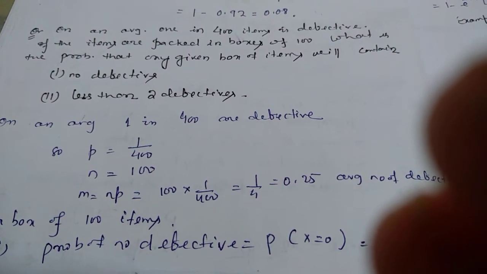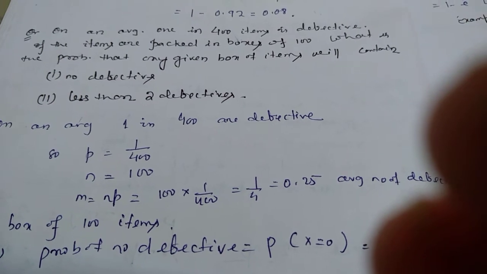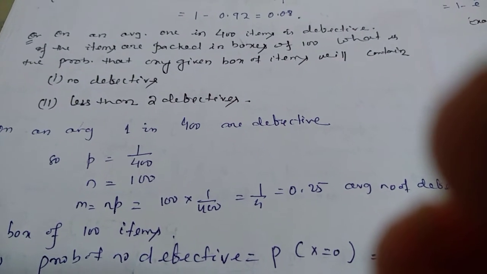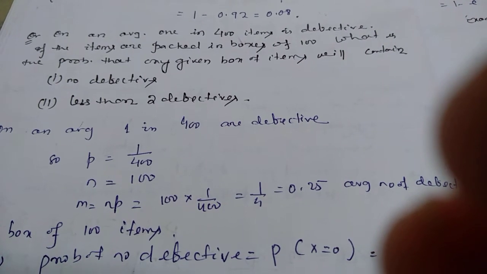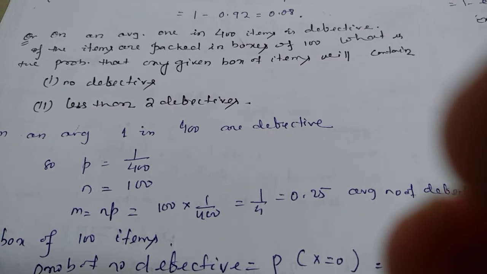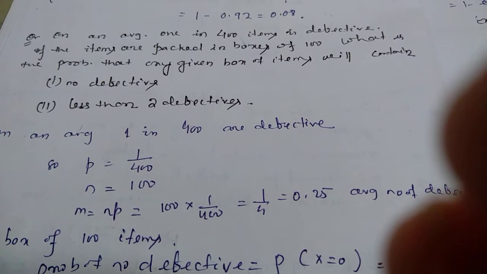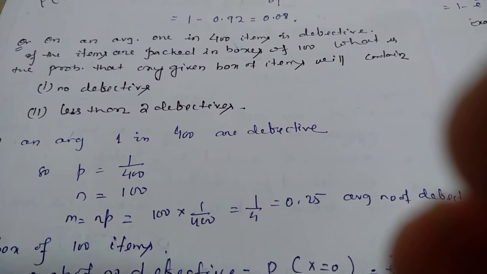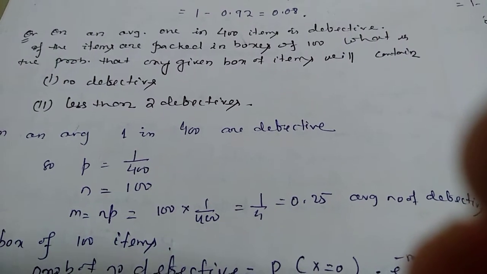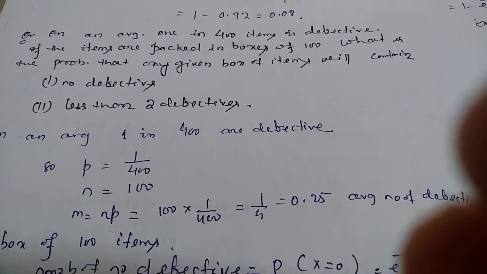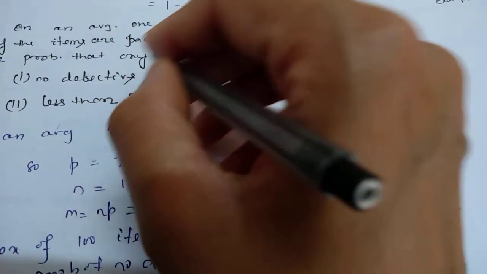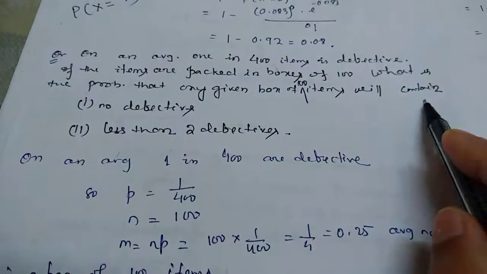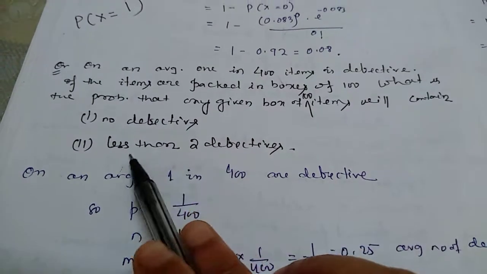Let us consider another numerical. On an average, 1 in 400 items is defective. If the number of items packed in a box is 100, then what is the probability that any given box of 100 items will contain no defectives or less than 2?